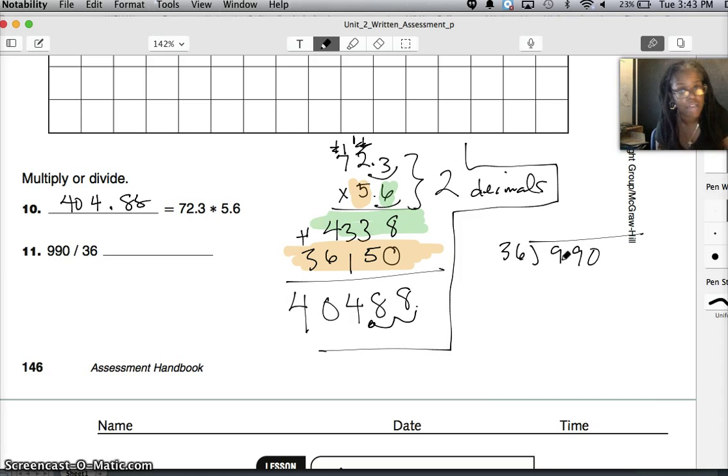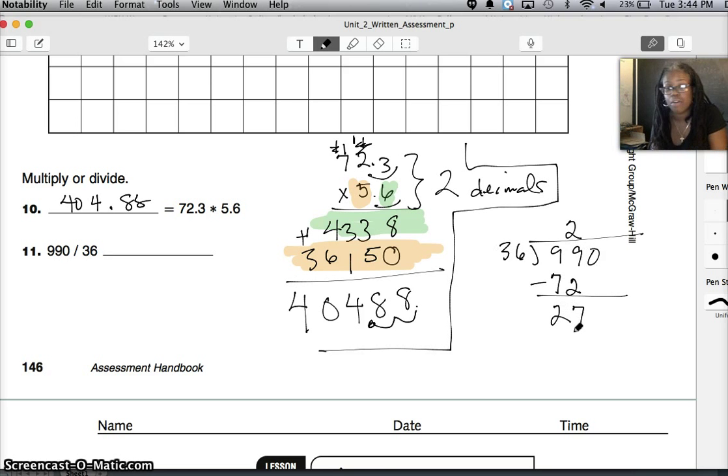36 cannot go into 9. So then I go next door and I say, well, can 36 go into 99? And I realize, yes, it can. And I would say 2 times. So when I multiply 36 times 2, I get 72. When I subtract, I get 27 as my remainder from this particular operation.